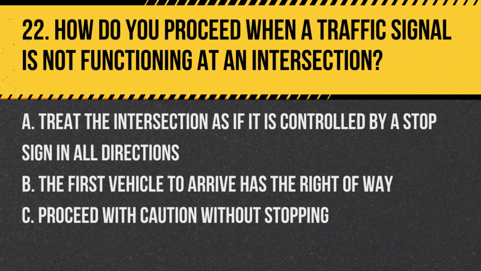A. Treat the intersection as if it is controlled by a stop sign in all directions. B. The first vehicle to arrive has the right of way. C. Proceed with caution without stopping. Answer: A. Treat the intersection as if it is controlled by a stop sign in all directions. This ensures all drivers approach the intersection with caution and yield to the right-of-way rules.